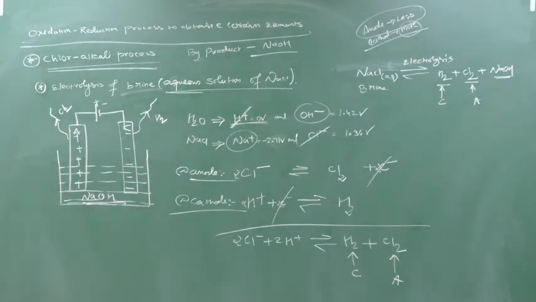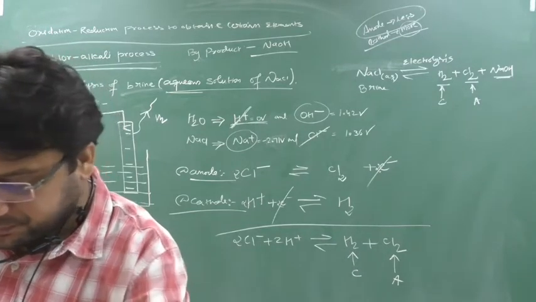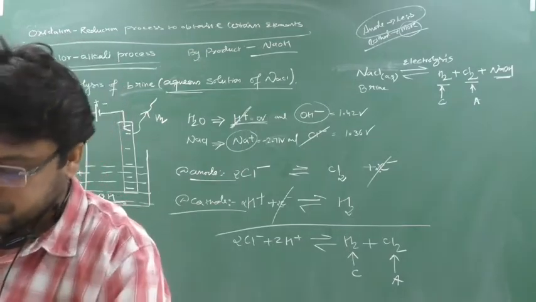Understanding? So in this way we can apply the oxidation and reduction process to obtain certain metals. Clear this? Chalo. So can I go to the next now? Now see here, next.